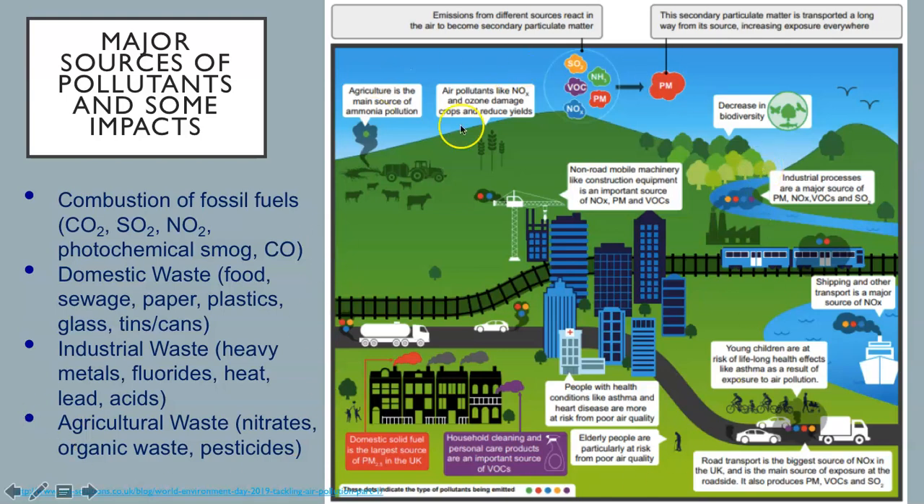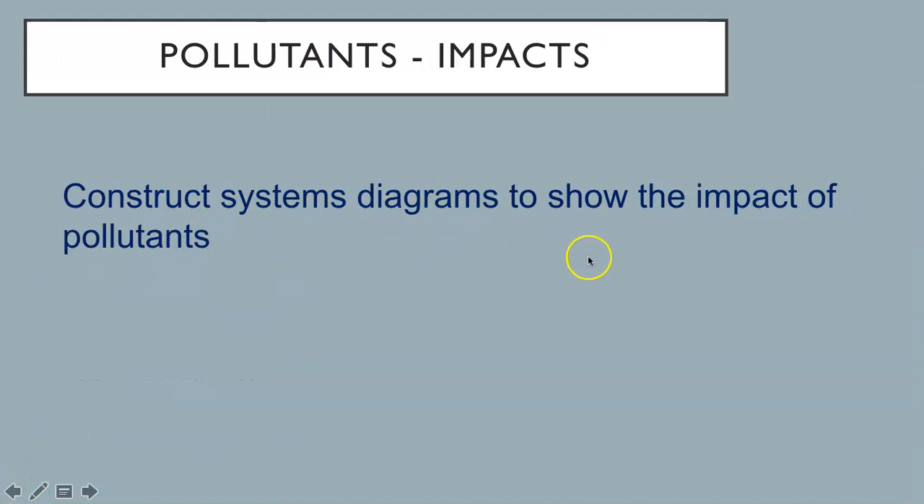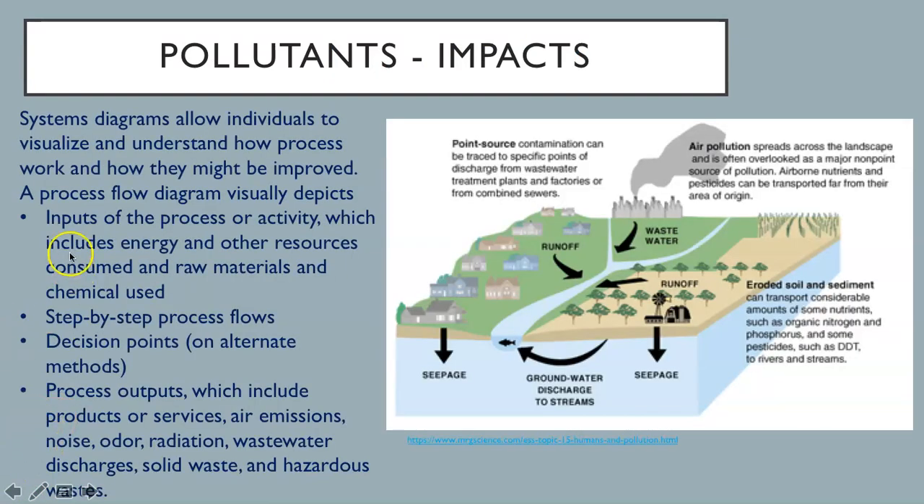Study this slide in detail and read all the impacts and consequences of these different types of pollution. You need to be able to construct system diagrams to show the impact of pollution. For example, recall that system diagrams allow individuals to visualize and understand how processes work and how they might be improved. So here is an example of a systems diagram showing the impact of waste, right?